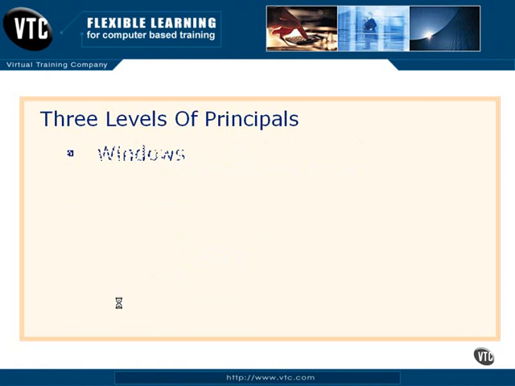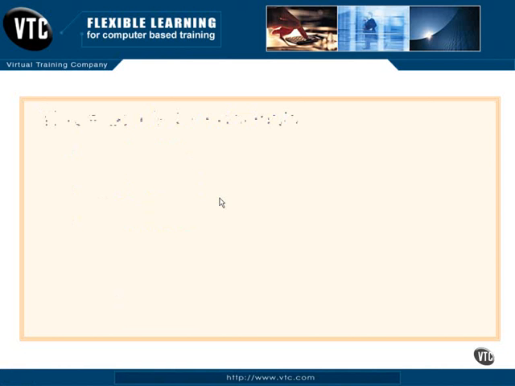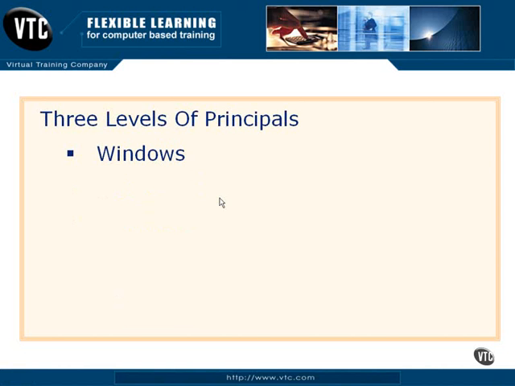Well, there are 3 levels of principals that you need to be aware of in SQL Server. The first one is Windows level principals. The next one is SQL Server level principals, and this gets back to the logins and the authentication modes. Remember, the Windows authentication mode, those users that are being mapped in, and SQL Server logins. And then, of course, our database users. So again, this ties directly back into the authentication modes. Well, let's look at these 3 levels.